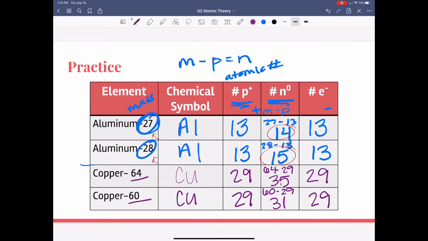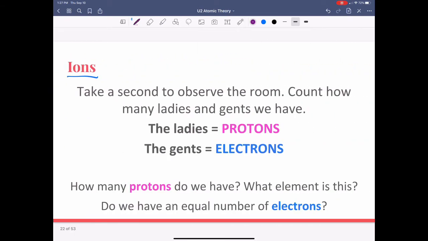Notice everything is the same, but what gave them a different mass was their number of neutrons changing. So that's what you need to know about isotopes and how your mass changes according to your neutrons. Now we're going to switch gears into ions. As an introduction to ions, we're going to pause and do this activity together as a class.